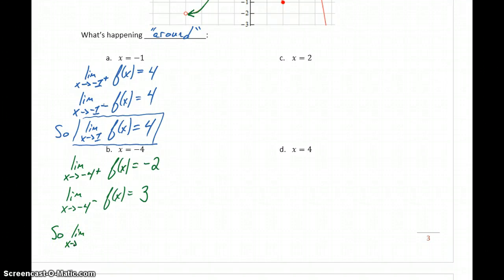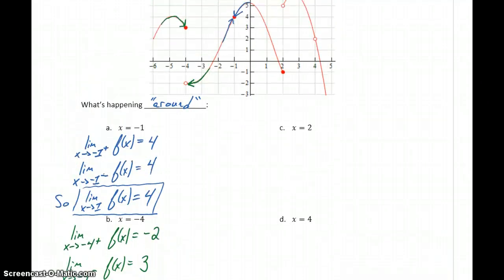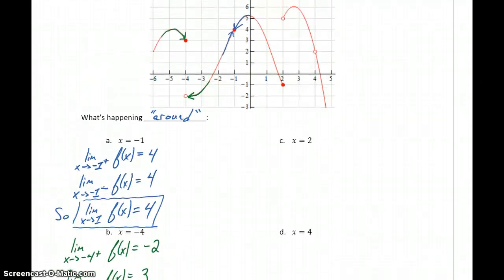So we would say that the limit as x approaches negative 4 of f of x does not exist, or for shorthand, DNE, just to save me from having to write that out over and over again. Since the right and left-hand limits are different from each other, the limit as x approaches negative 4 doesn't exist. And again, that comes from that theorem that we just introduced up above.